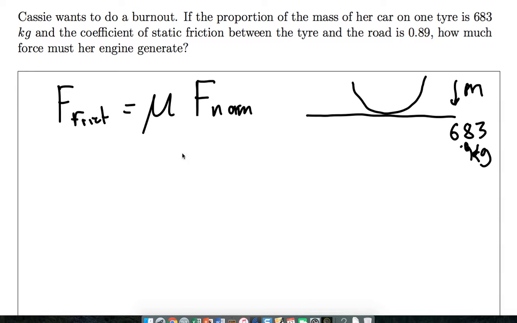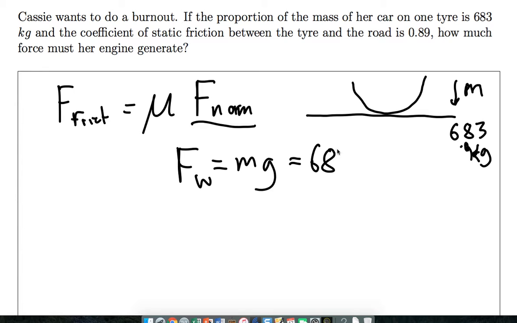But that normal force is just going to be the weight force of the car. So the weight force of the car, or at least this proportion of the car, is just mg, the mass times the acceleration due to gravity, or the force due to gravity. Remember, the mass in this case is 683 kilograms, and g is 9.8 newtons per kilogram, which is the other way of saying meters per second squared. So 9.8 newtons for every kilogram means that that is going to be the actual force in newtons.